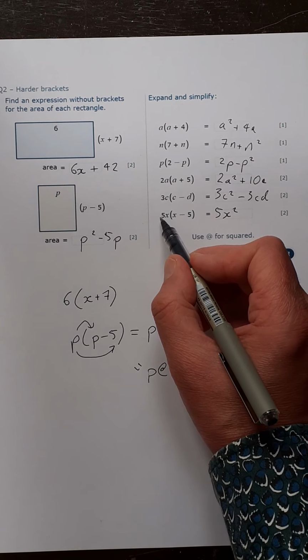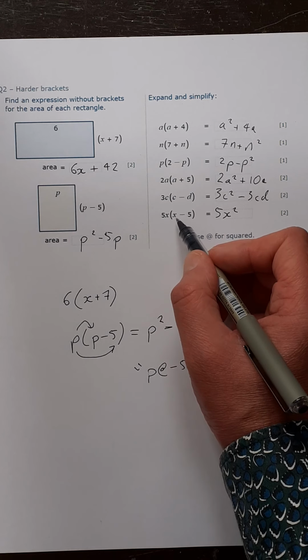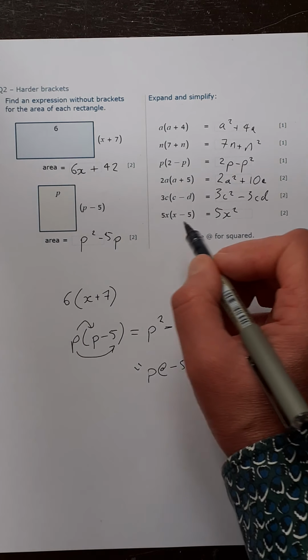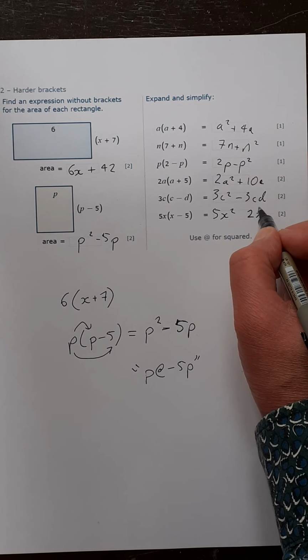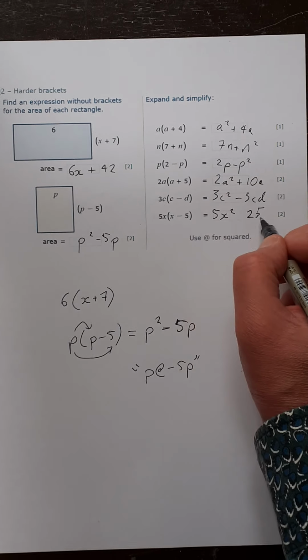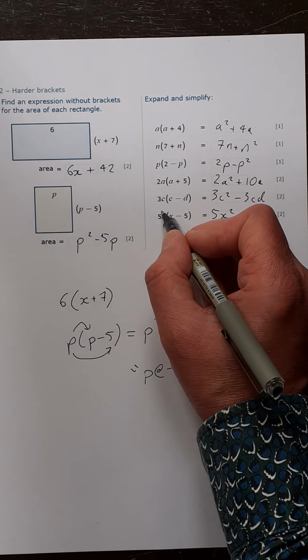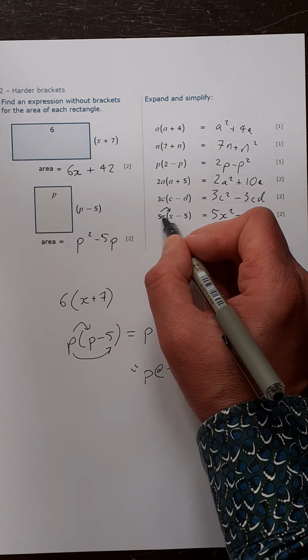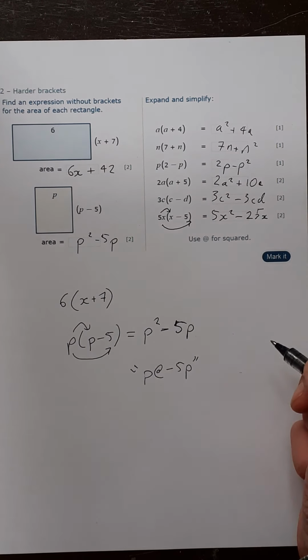5x squared, because it's 5x times x. x times x is x squared. 5 lots of it. It's 5x squared. 5x times 5. Well, 5 5s are 25. I've got an x in there to multiply as well. And it's a negative. So for each of these, it's exactly the same thing. I'm multiplying that by that, and I'm multiplying that by that, and taking care of the positive and negative in there.